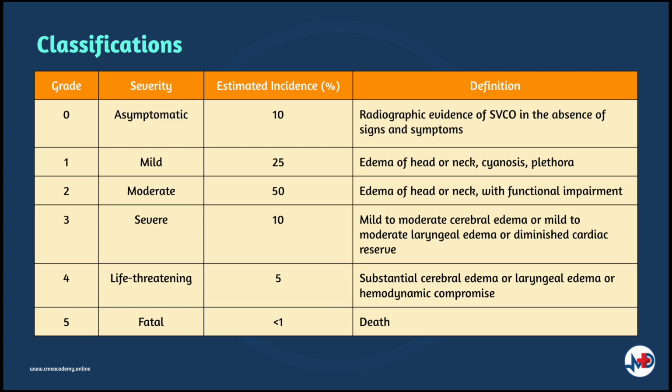The classification is based on radiographic evidence and clinical manifestations of the syndrome. This table depicts the grading of superior vena cava obstruction. Grade 0 is asymptomatic, grade 1 is mild, where there would be edema of the head and neck, cyanosis, and plethora. Grade 2 is moderate, where there would be edema of the head or neck with functional impairment. Grade 3 is severe, with mild to moderate cerebral edema or mild to moderate laryngeal edema or diminished cardiac reserve. Grade 4 is life-threatening, where there is substantial cerebral edema or laryngeal edema or hemodynamic compromise. And grade 5 is fatal, where there is death.